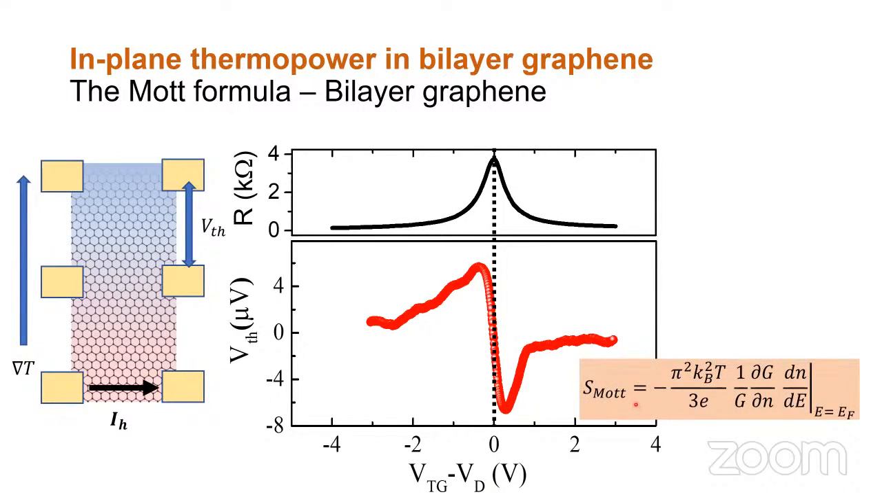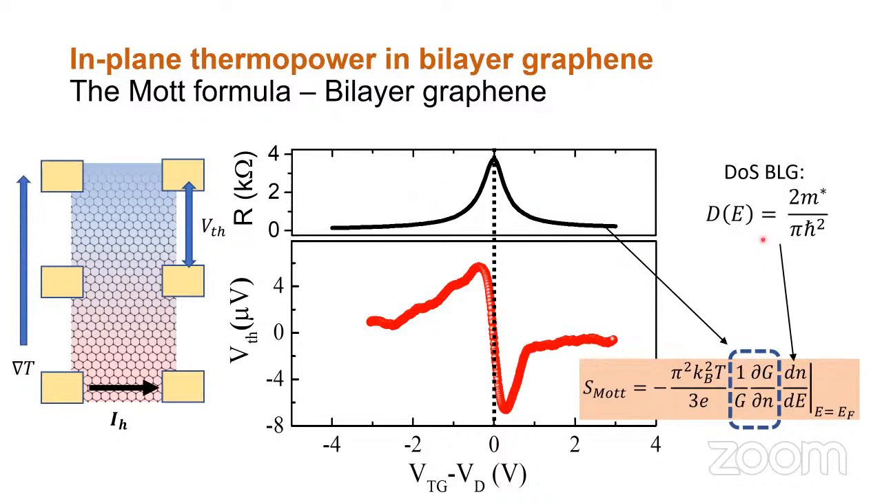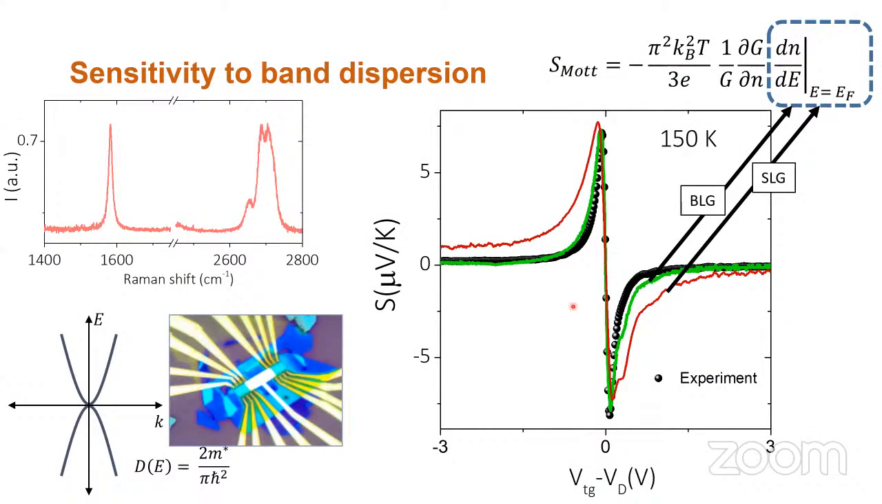Now, this leads to this kind of a Mott formula verification. 1 over G dG/dN comes from this experimental form, and dN/dE is nothing but the density of states of bilayer graphene, which is a standard parabolic band structure, which is constant. And if I take a product of these two, you can explain the experimentally observed thermopower quite nicely. The sensitivity of the thermopower to the density of states can be seen from this data.